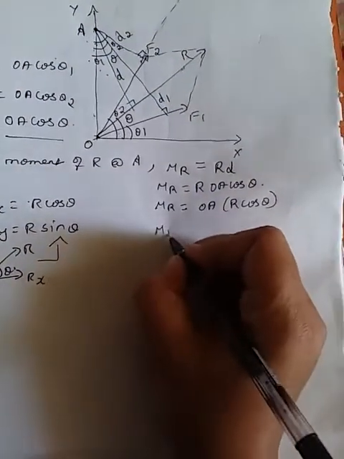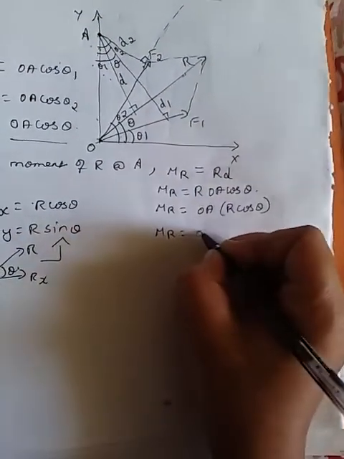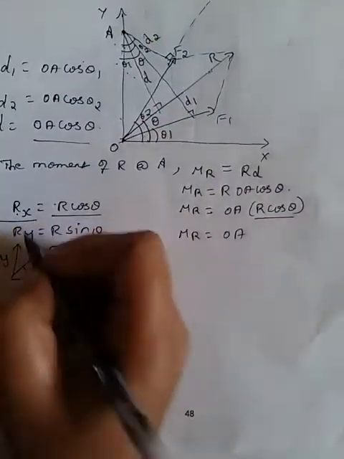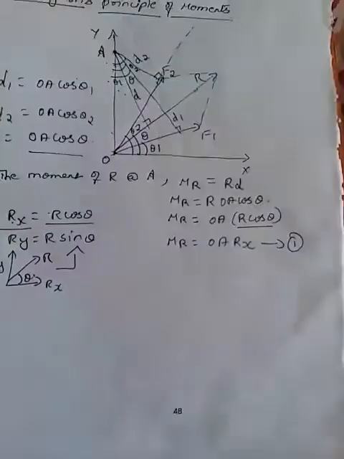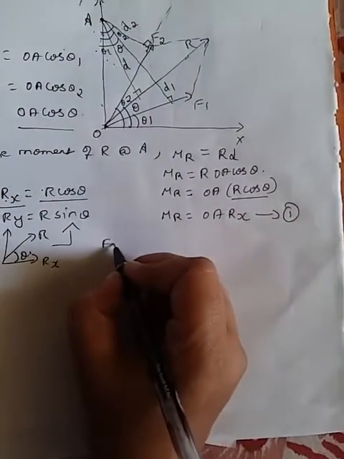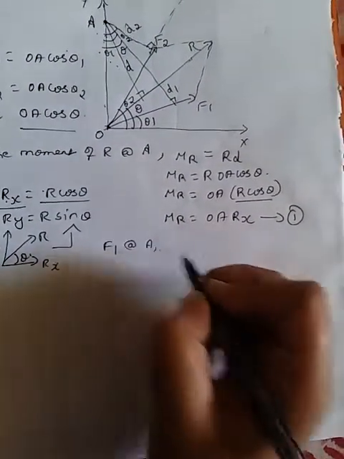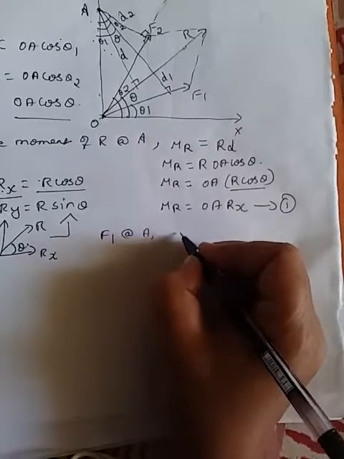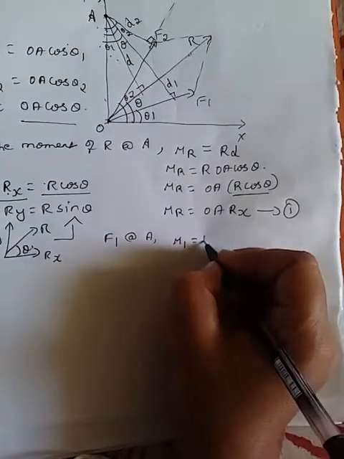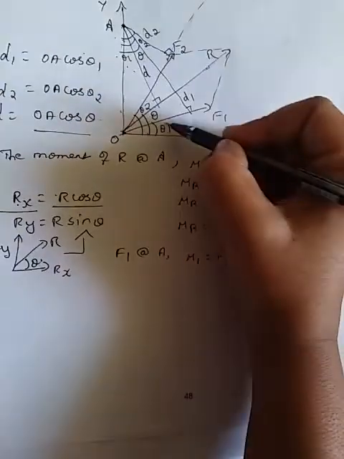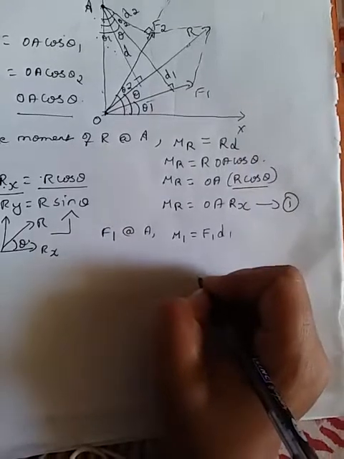Now in this case my MR becomes OA into R cos theta. R cos theta is nothing but Rx. So substitute Rx in this equation, keep it as equation number 1. Similarly, find out the moment of F1 about point A. Now I am going to consider the moment of F1 as M1, which equals force into distance. The force is F1, and for this the distance is D1, F1 into D1.